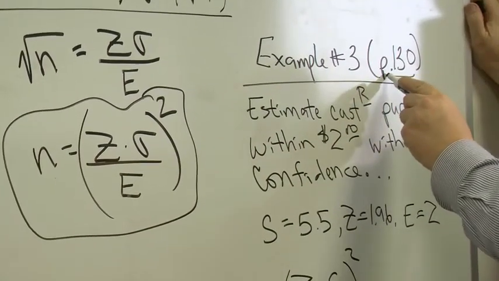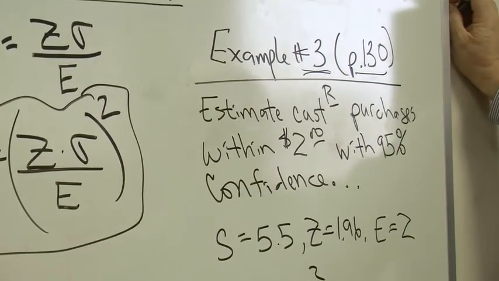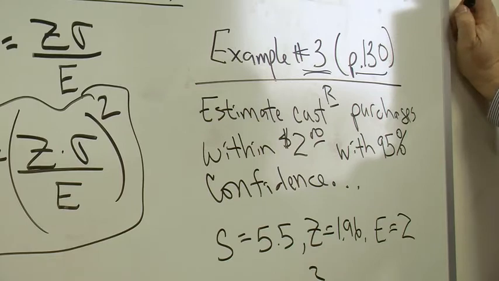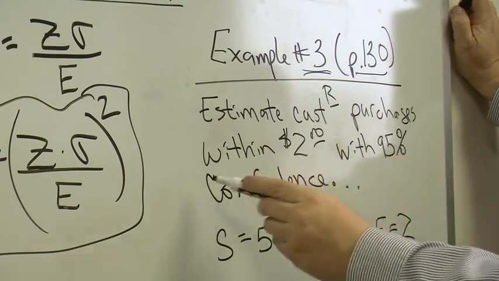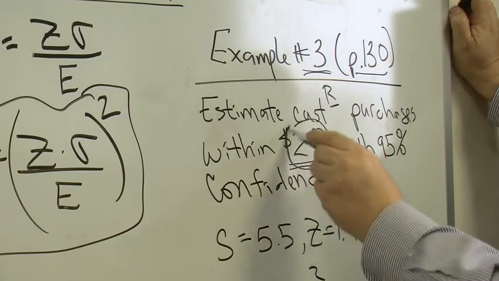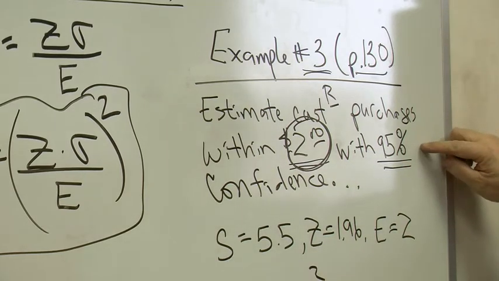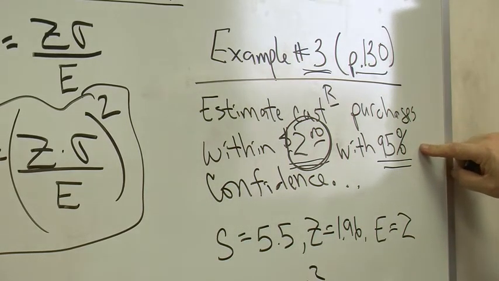On page 130, you'll see Orris's example number 3. And you can read that problem in the book, but there's a company that wants to estimate customer purchases within $2. So this $2 is going to become our E. They want to make this estimate with 95% confidence, and you'll see that a Z value of 1.96 is what we need for a 95% confidence interval.